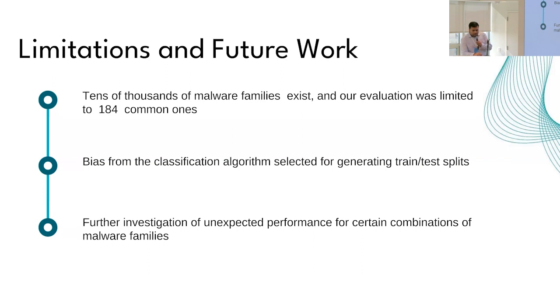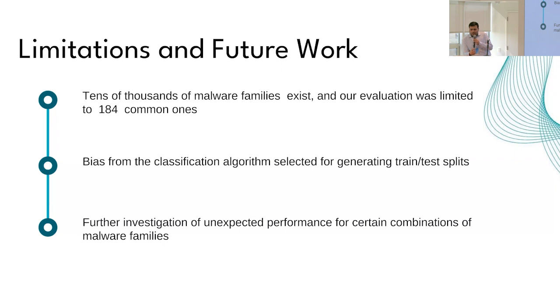And I would like to go over the limitations and the future work for this. So we only used the 184 malware families out of tens of thousands of malware families out there, which is a considerably small fraction of it. We also used only 4 models out of the lots of malware models available. We tried to limit the bias arising from the data, but in generating the train test split, there might be bias from the algorithm selected itself.